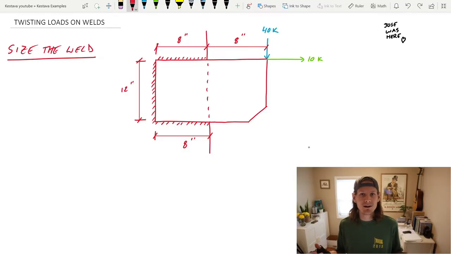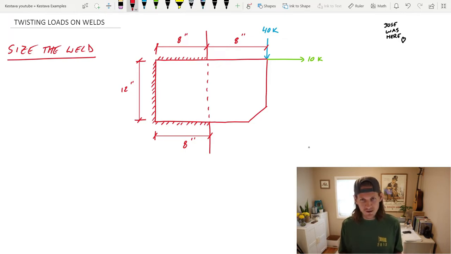All right, let's jump into today's problem. We already have our diagram sketched. We have a plate that is welded to some other steel object. We don't really care what it is; let's assume maybe it's a column. We have two forces applied to that plate: a 40 kip downward reaction and a 10 kip lateral reaction, both in blue and green. We need to efficiently size the weld to resist those loads.